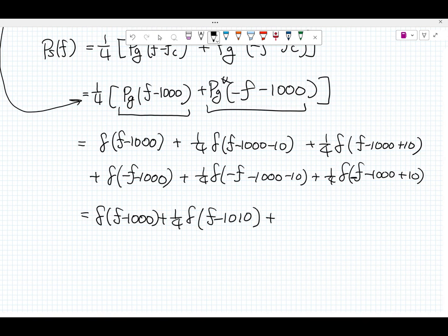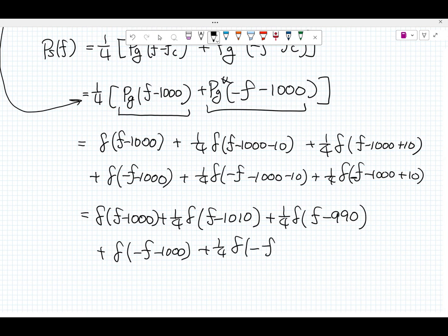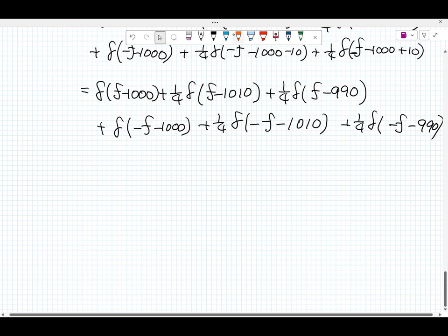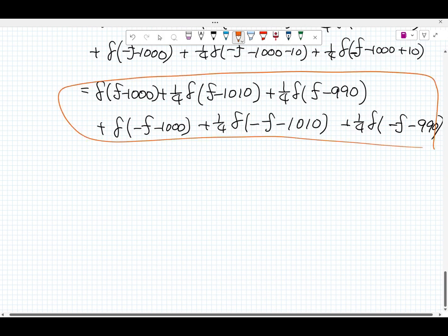And then the 1/4 of delta f minus, there, delta minus f minus 1000 plus 1/4 delta of minus f minus 1000, 1/4 delta minus f minus 990. That was P sub s of f. It's really long, and that is the answer. All right.